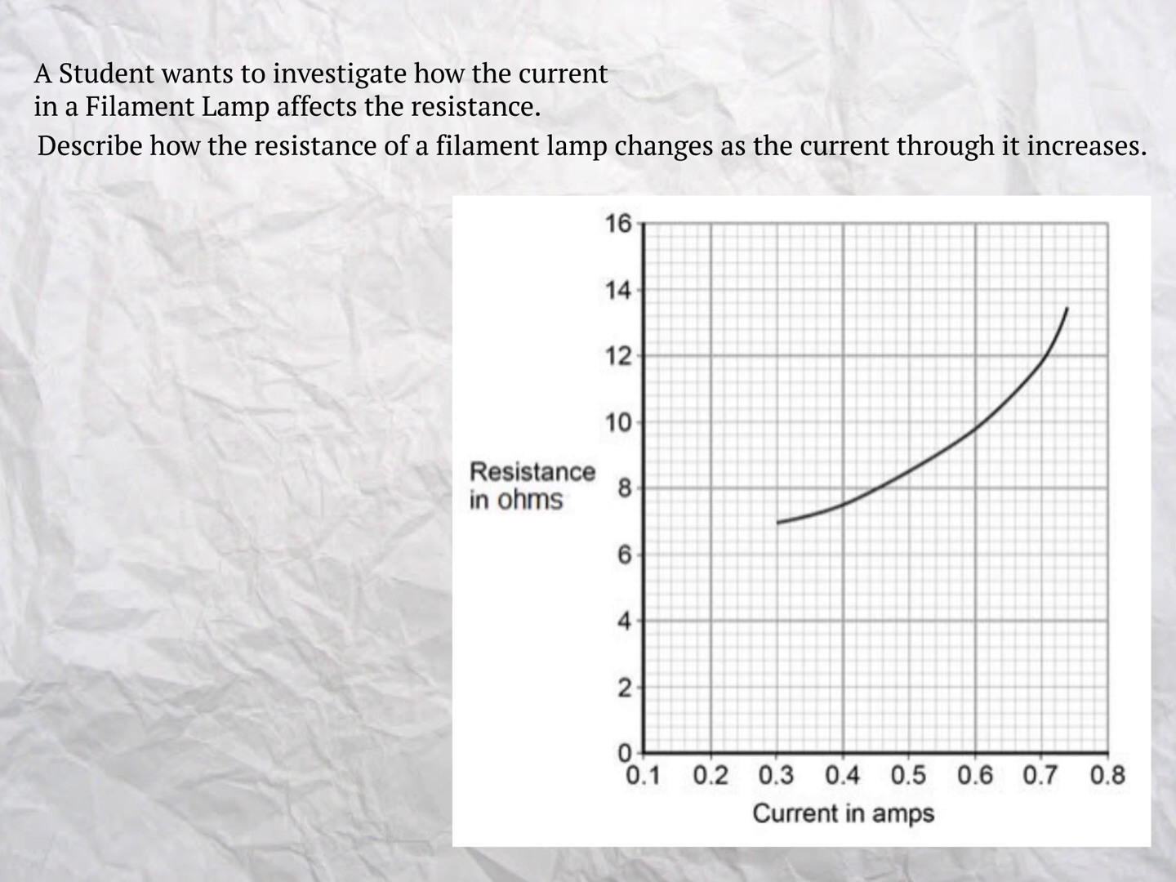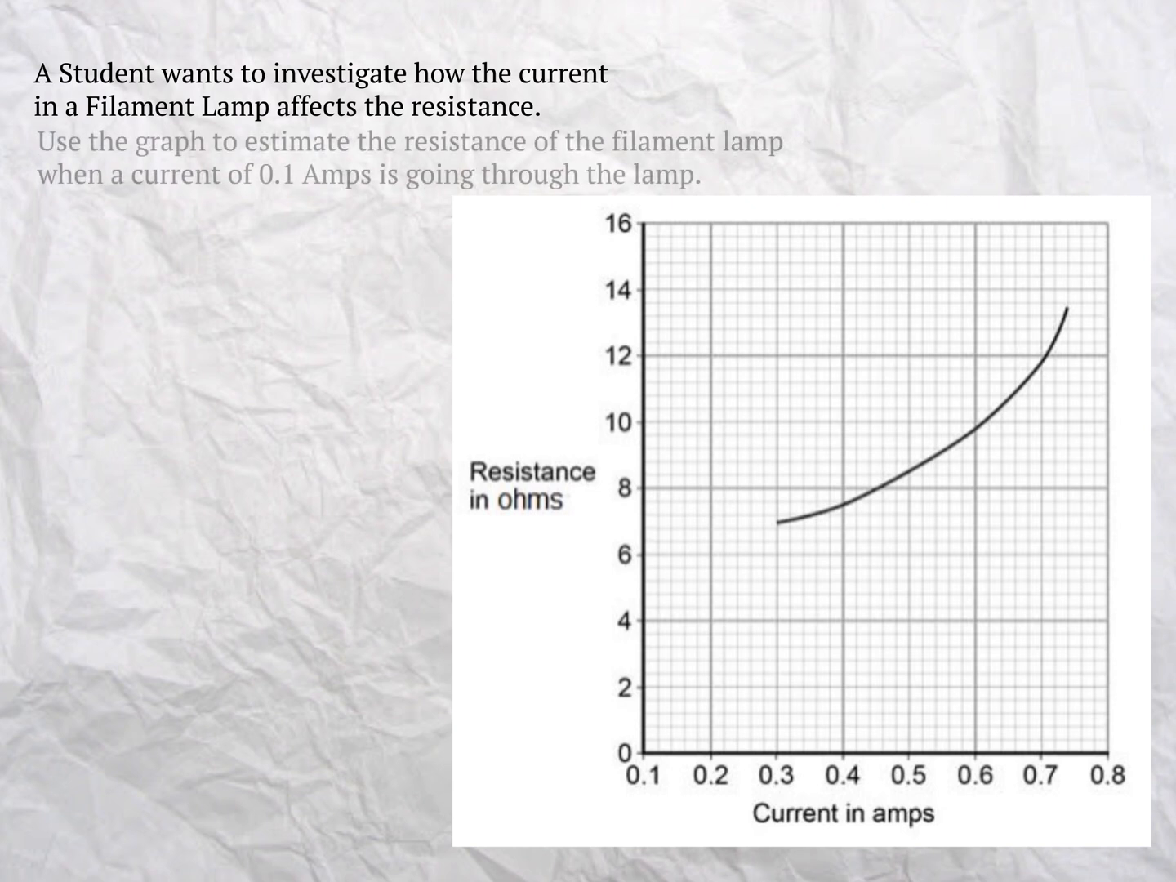Part C is an estimate from the graph, so there is a little wiggle room here. Let's use the graph again. It says use the graph to estimate the resistance of the filament lamp when a current of 0.1 amps is going through the lamp. So we need to find what R is when I is 0.1 amps. Just look at the graph. Oh dear, the line doesn't go down to 0.1 amps. We can still give an answer. Let's just continue that curve back to the start of the graph. It should get flatter and flatter as you go back.